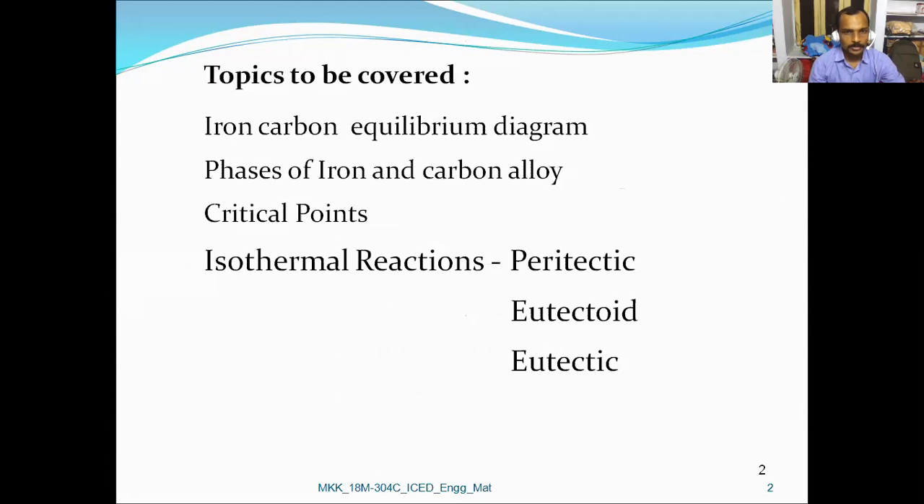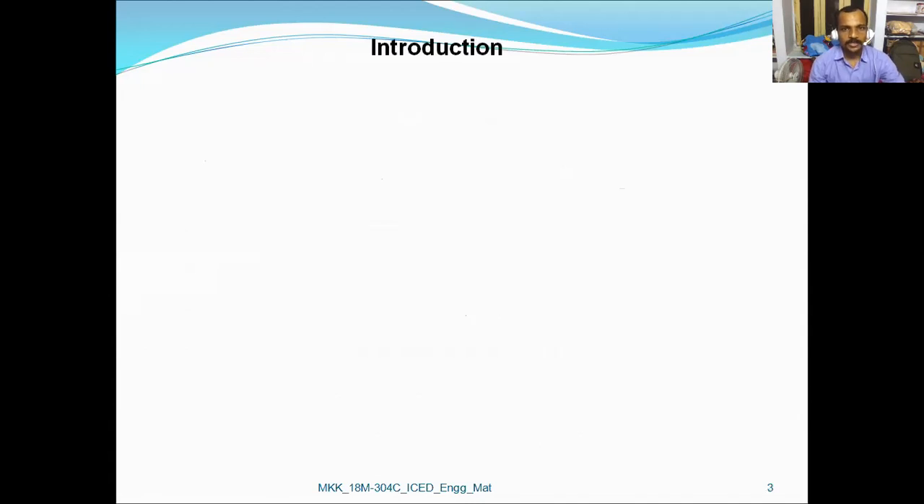So the topics to be covered were already discussed. Those are again the iron carbon equilibrium diagrams with the different phases of iron and carbon alloys with critical points and the isothermal reactions, namely peritectic, eutectoid, and eutectic reactions. So let us start with the introduction.